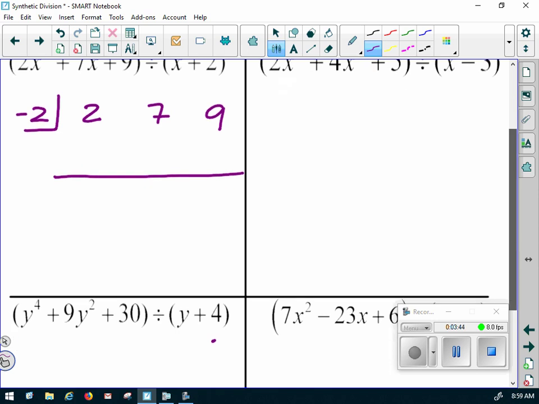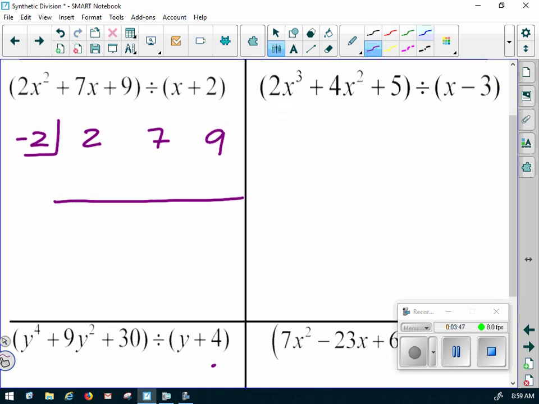Do you remember how it goes? Bring down the 2. Two times -2. Then we think add. Add those, what do you get? 3. Then you multiply 3 times -2. And then you add. Nothing else to do. That's all there is.